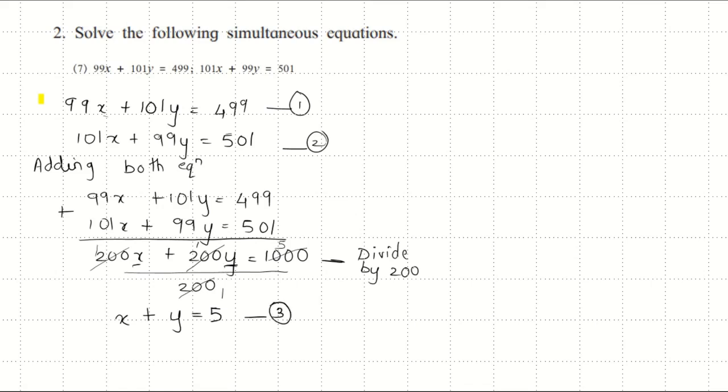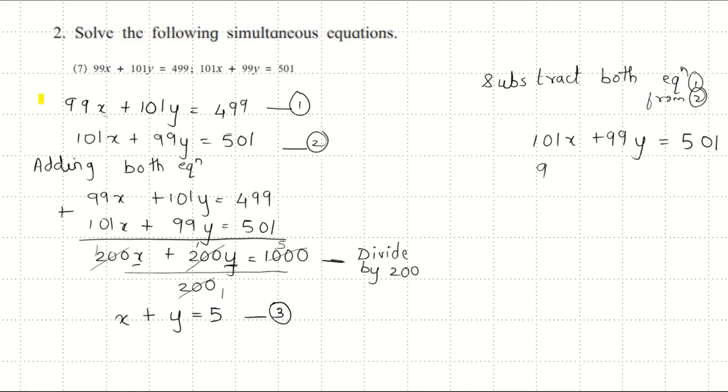Now we will subtract the equations. Subtracting both equations, that is, we will subtract equation 1 from 2. 101x plus 99y is equal to 501, minus 99x plus 101y is equal to 499. As we are going to subtract, this 99 will become minus 99, this plus 101 will become minus 101, and this 499 will become minus 499.